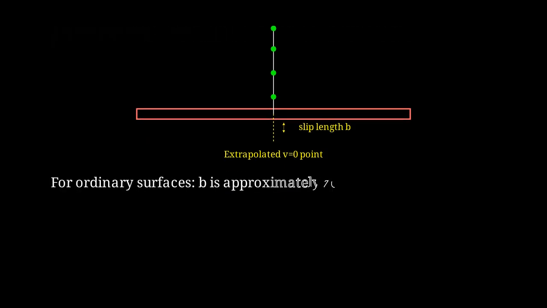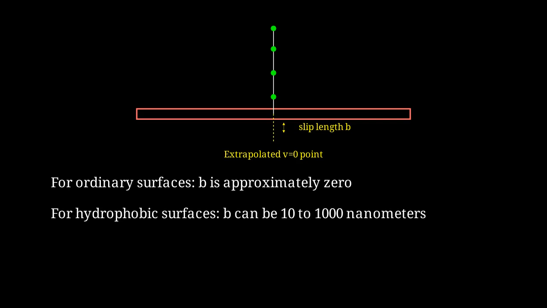For ordinary wetting surfaces, the slip length is essentially zero, or maybe a few nanometers. Completely negligible. But for hydrophobic surfaces, especially in microchannels, the slip length can be anywhere from 10 to even 1,000 nanometers. This becomes significant at small scales.